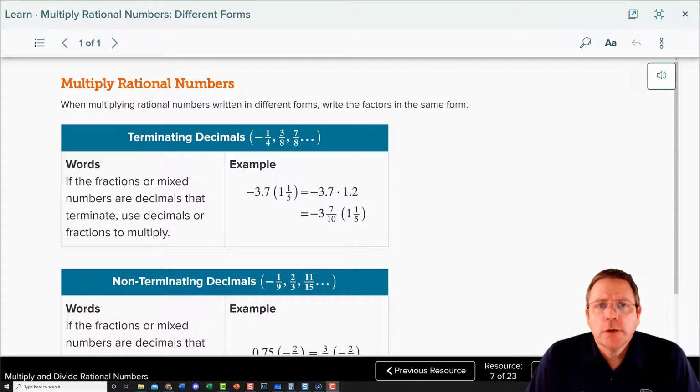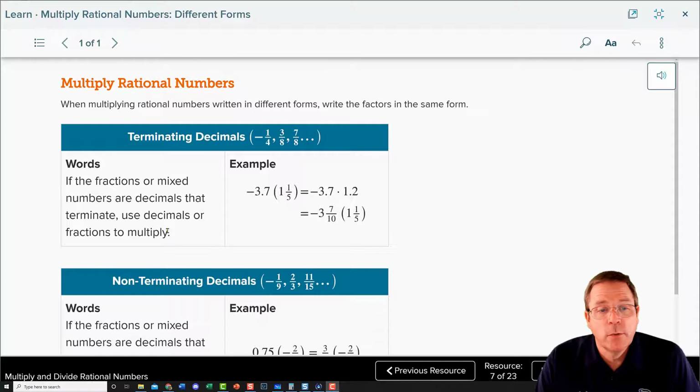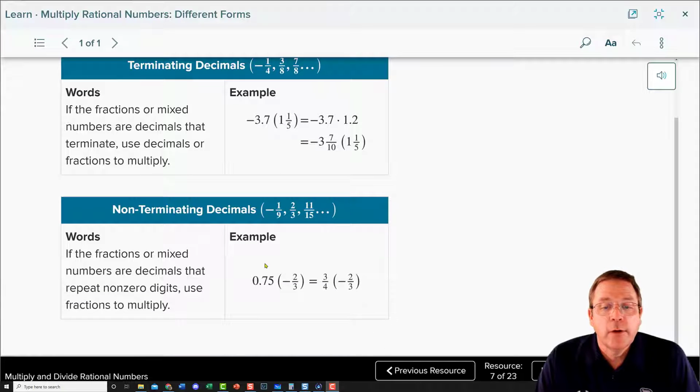When multiplying rational numbers written in different forms, you need to write the factors in the same form. What's that mean? That means you need to write them all as decimals or all as fractions. If the fractions and mixed numbers are decimals that terminate, you get a choice. You can use decimals or you can use fractions to multiply. However, if they are non-terminating, you don't get a choice. You have to work them as fractions, and quite frankly, guys, fractions are your friends.